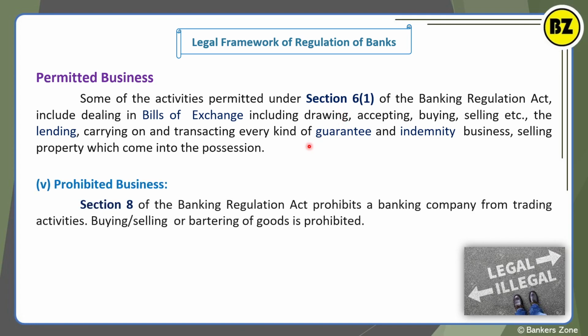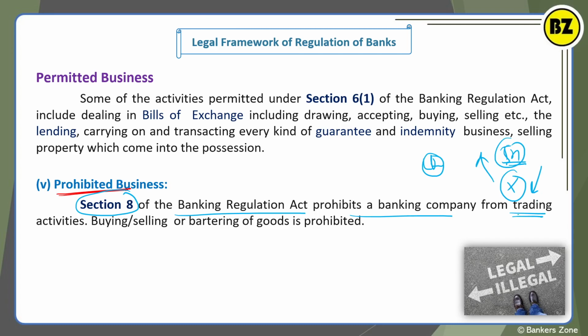Now, what are the prohibited businesses? That means what the bank cannot do. You have to understand which businesses the bank cannot do. Section 8 of the Banking Regulation Act prohibits the banking company from trading activity. The bank cannot do trading because the bank has a lot of funds, lakhs of crores of rupees. If the bank invested that money in the share market, then the whole share market would be controlled by the bank. So trading is not allowed.